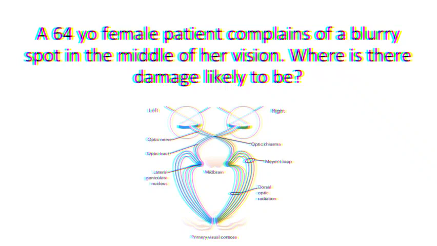So let's say there's a 64-year-old female patient who complains of a blurry spot in the middle of her vision. Where is their damage likely to be? So this patient is complaining of central loss of vision, which looks like that.